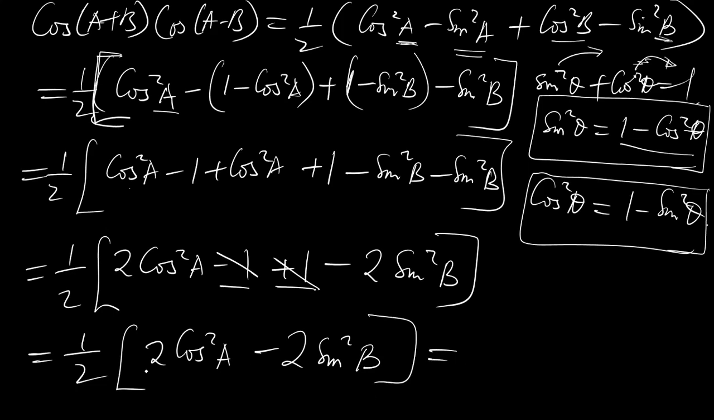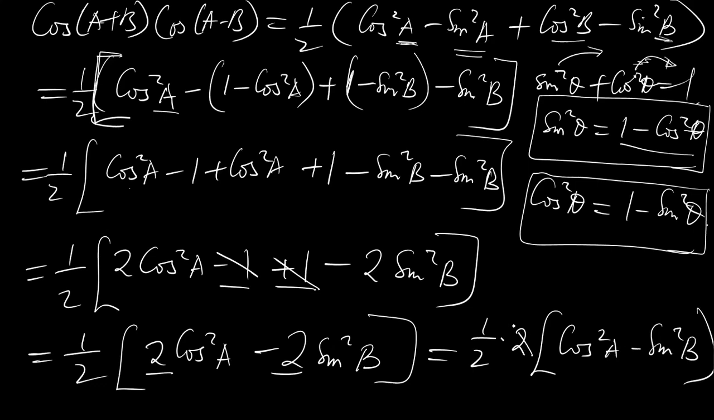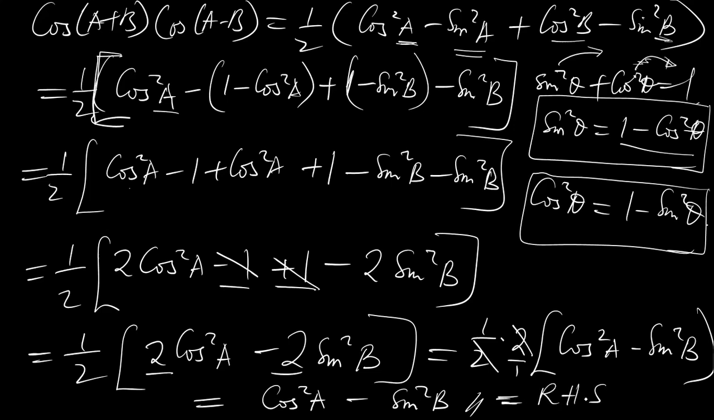Now when you check, the 2 is common, so you factor it out. You have half times 2 into cos square A minus sine square B. These two will cancel out. What you have left is cos square A minus sine square B. So it has been proven that the term on the left hand side is equal to the term on the right hand side.